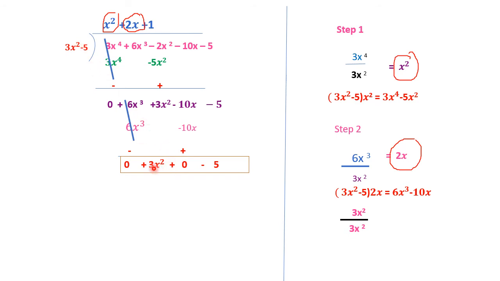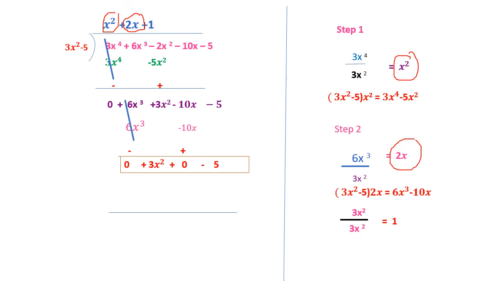So don't misinterpret it that this is the remainder, this is not the remainder. We still have to carry out the division. The division will continue because the degrees are the same, the powers are the same. So if the powers are the same, you can continue the division process. And you get here 1.